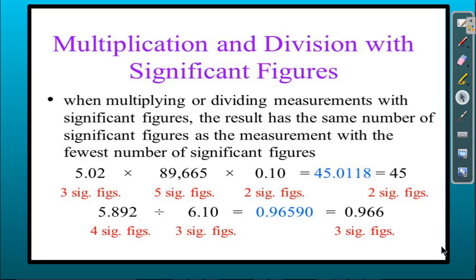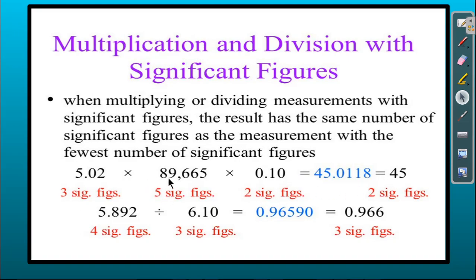The rule for multiplication and division requires you to count significant figures, and then you go with the fewest number of significant figures. Look at this multiplication. Count them: 3, 5, and 2. Okay, 2 is the fewest number of significant figures, so I can only report 2 significant figures in my result.